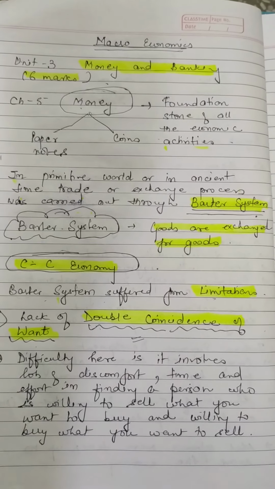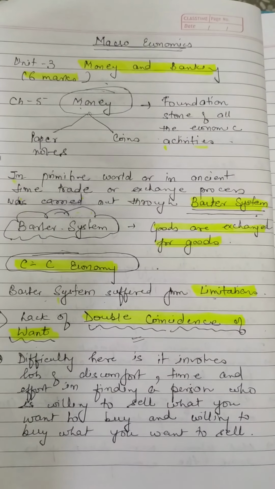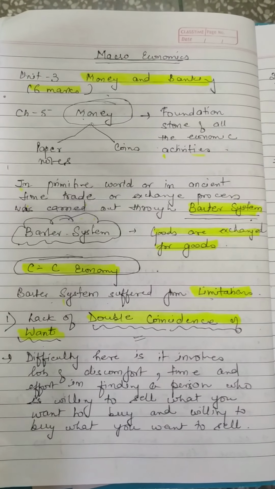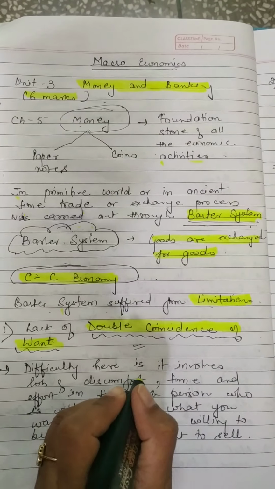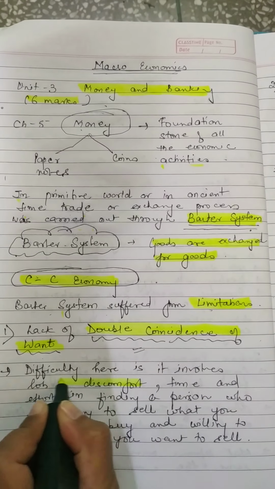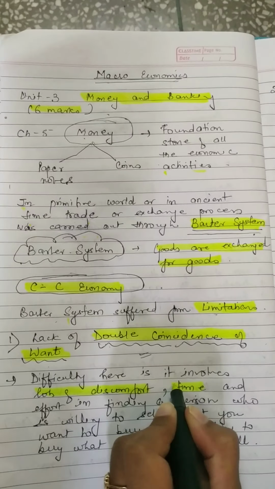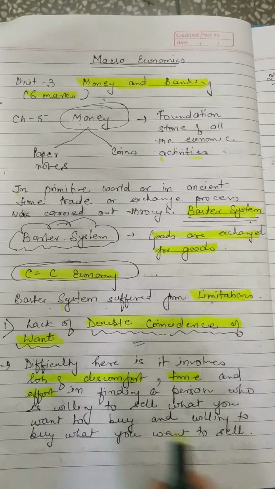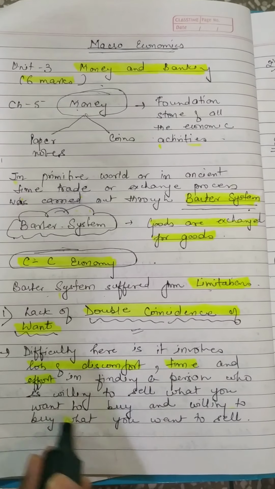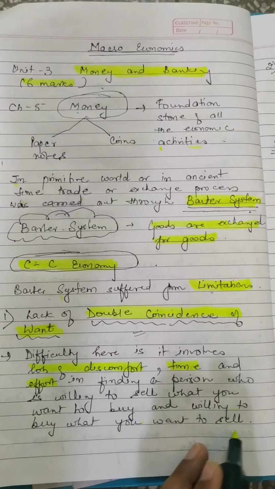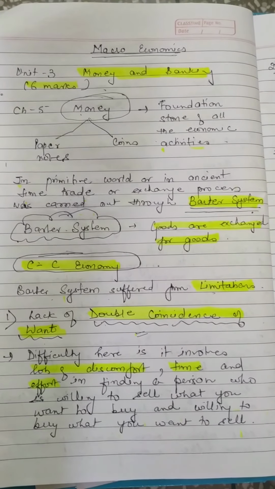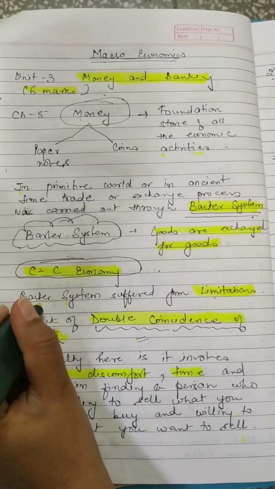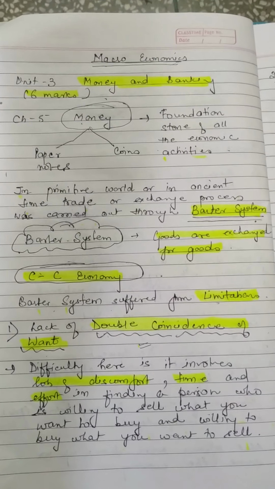Now the problem behind double coincidence of want is that it is really difficult to find such a person where your wants simultaneously coincide with each other. Second, it involves lots of discomfort. It is a time consuming process and it requires lots of effort in finding a person who is willing to sell what you want to buy and willing to buy what you want to sell. So this is double coincidence of want. And at that time, of course, this is one of the serious limitations of the barter system. But with money, we do not find such kind of problem.